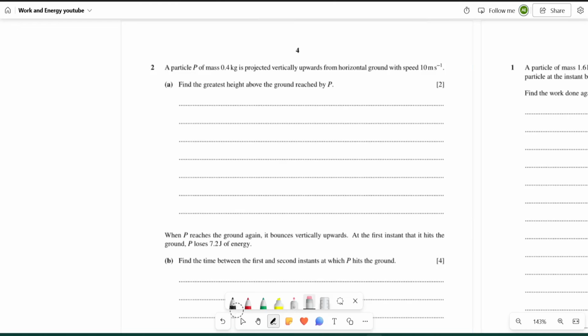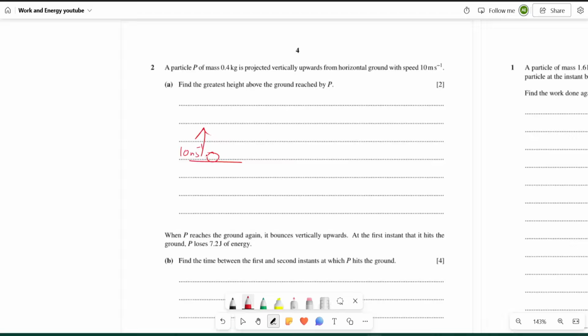Now, let's attempt this question. This question says a particle P of mass 0.4 kilograms is projected vertically upwards from a horizontal ground with a speed of 10. Find the greatest height above the ground reached by P. So in this question, the particle is projected vertically upwards from a horizontal ground. This is the horizontal ground. And the particle is projected vertically upwards, giving a speed of 10 meters per second.